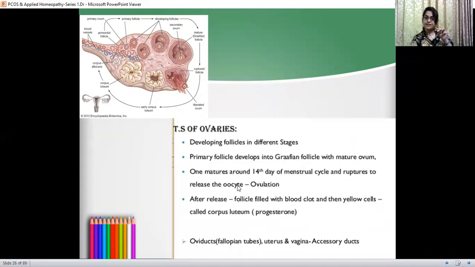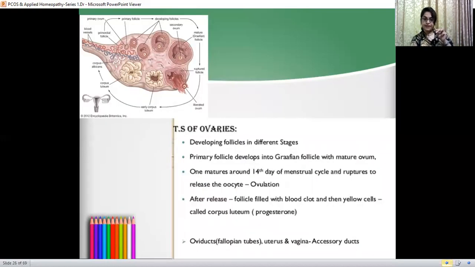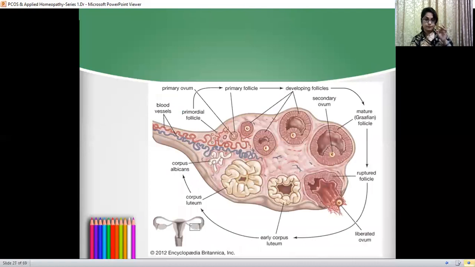Clinically, theoretically, they say day 14. Clinically, it may be day 12, it may be day 16, it may be 20, 30. I have seen such cases where late ovulation happens at the 23rd day, 24th day. That is normal. So after release, the follicle fills with a blood clot and then yellow cells called corpus luteum. This corpus luteum secretes progesterone. So oviducts, uterus and vagina are accessory ducts.